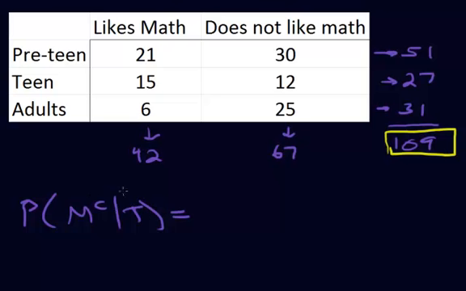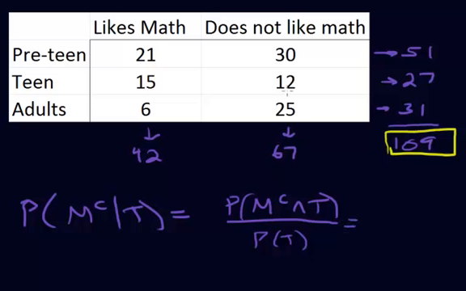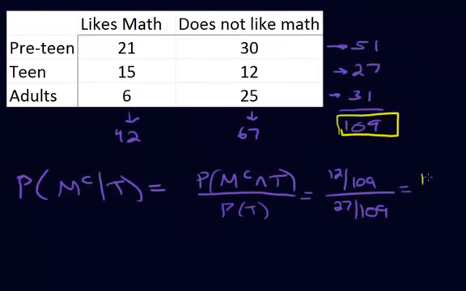Let's use the conditional probability formula first, which is the probability that you do not like math and you're a teen, because if you're not in here, then you're not going to count, divided by the probability that you are a teen. What's the probability that you do not like math and you're a teen? Well, that's these people right there, so that's 12 out of 109. And then what's the probability of being a teen? Here they are, 27 of them, so 27 out of 109. When you reduce this, we get 12 out of 27. Feel free to write these down as decimals so you can get a better idea of what these numbers represent. This is a little bit less than 50%.